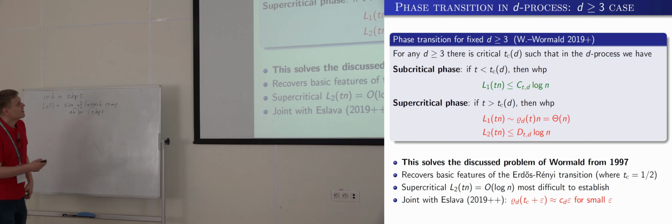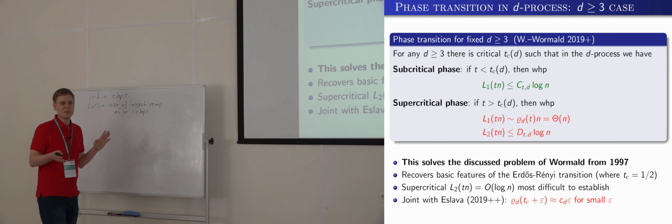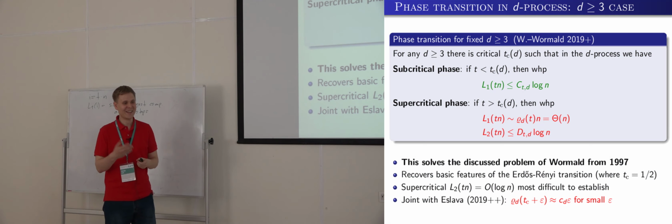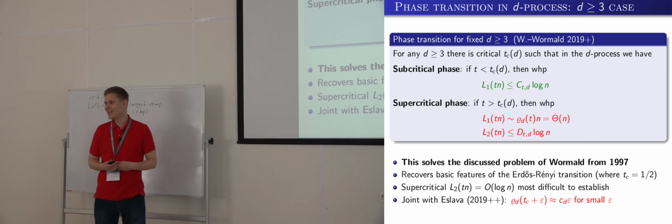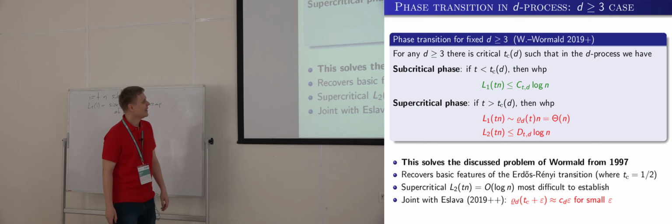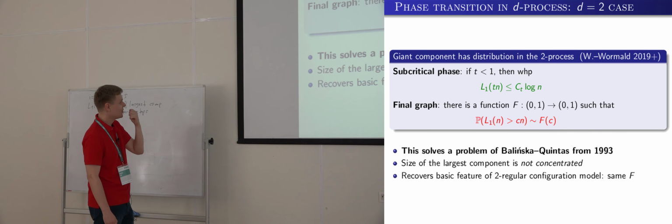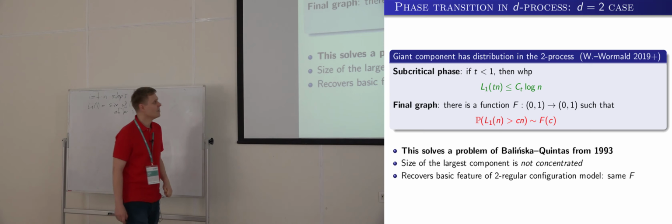Okay, so now we discussed D at least 3. What about the remaining cases I left out here? Okay, D equals 1. It's not such an interesting case, right? Because the largest component that you can get is 2. So with respect to the phase transition, this is not so interesting. What about the case D equals 2? It turns out that it behaves a little differently. Something interesting happens.